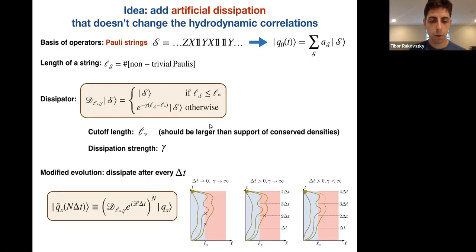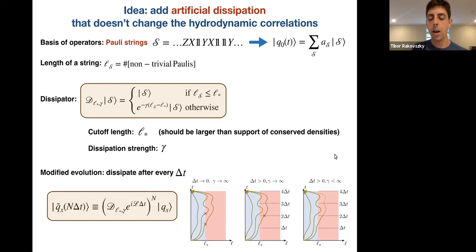And what we do is we interchange the unitary evolution with this dissipation. So we evolve the operator unitarily up to some time delta t, and at every delta t, we hit it with this dissipation. So we let it evolve a little bit as it would unitarily, and at a certain time, we throw away some of the information contained in these long strings. And then we again let it evolve on its own, and then again, we hit it with the dissipation and throw away some of the information.